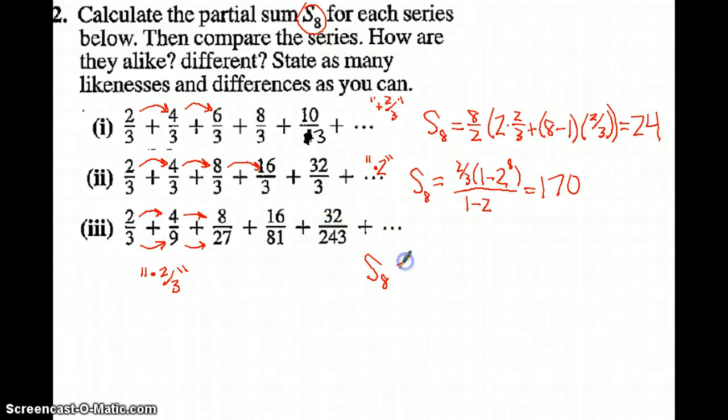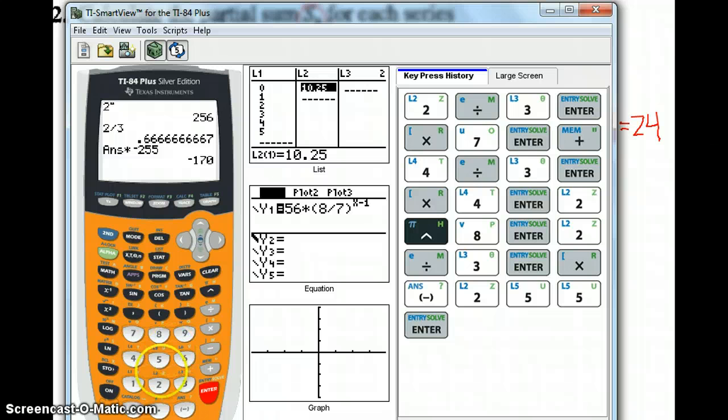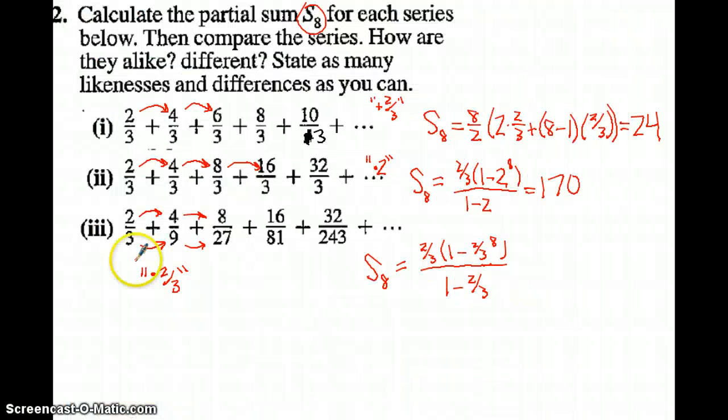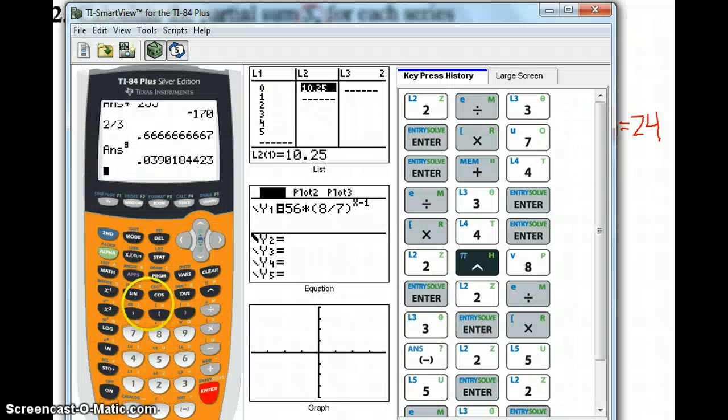Well, I've already talked about the similarities. G sub 1 times 1 minus r to the n over 1 minus r. Okay, 2/3 to the 8th power. That gross thing, I want to take 1 minus that.